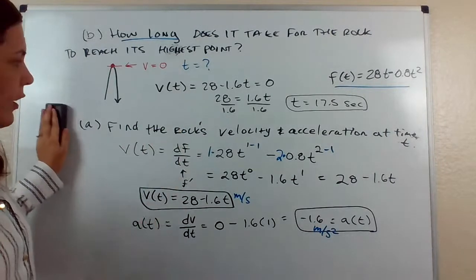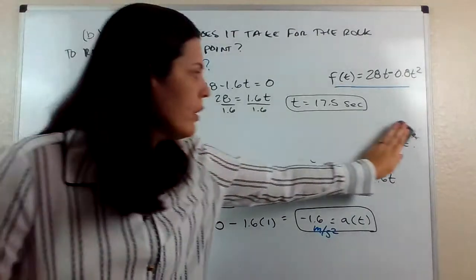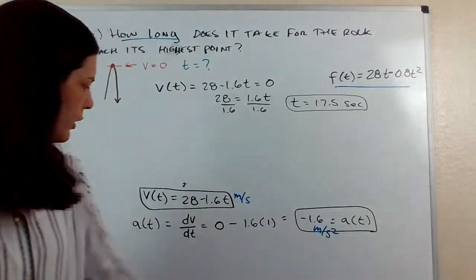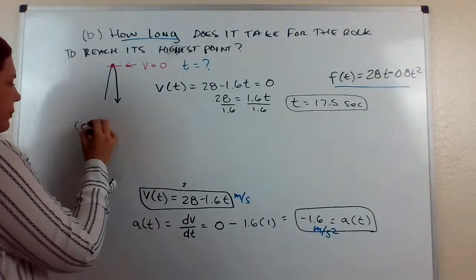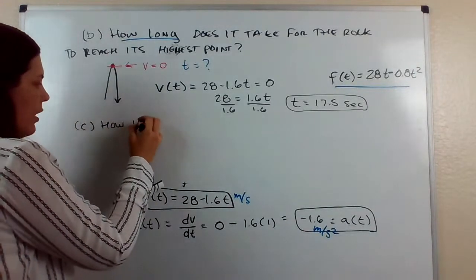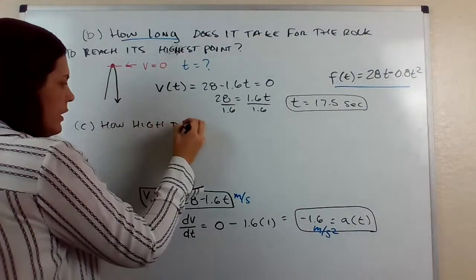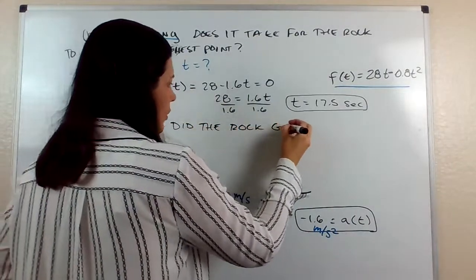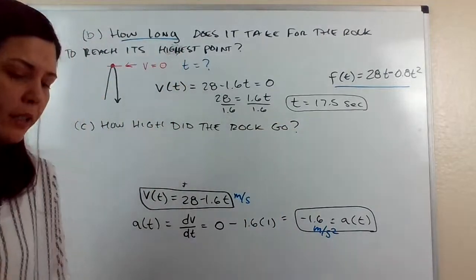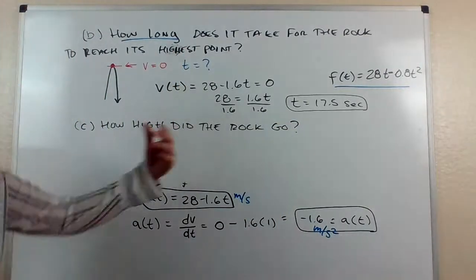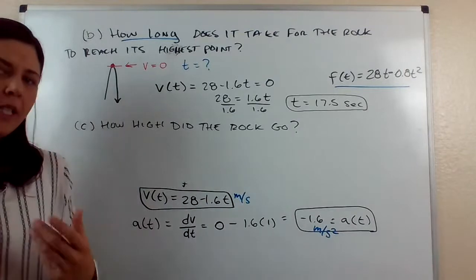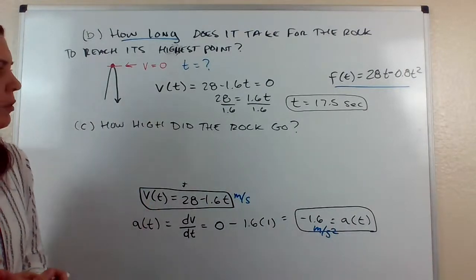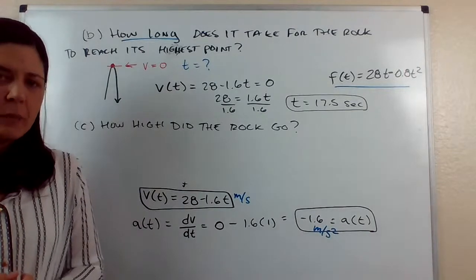We know how long it took for it to get to its highest point. So the question now is, well, how high did it actually reach? So part C, how high did the rock go? Or what was its maximum height is another way to say that. So again, problem solve. Think about it. How do you solve this? How high did the rock go? What do I know about its highest point?